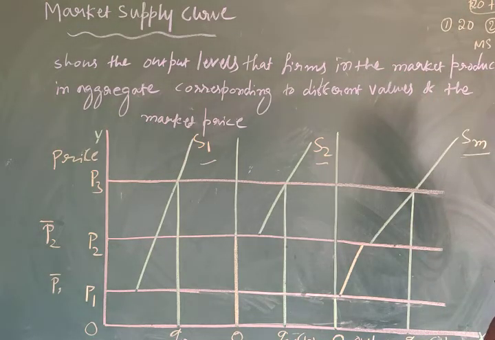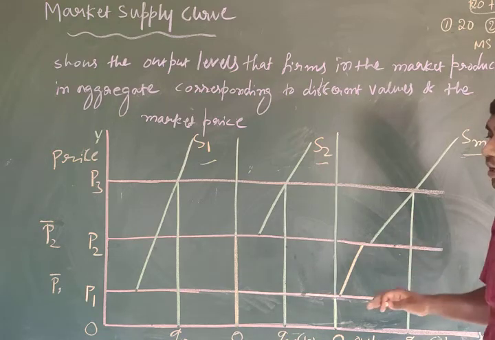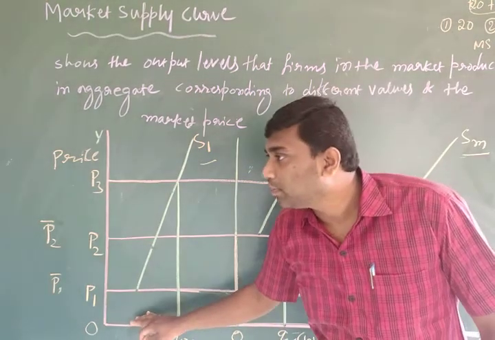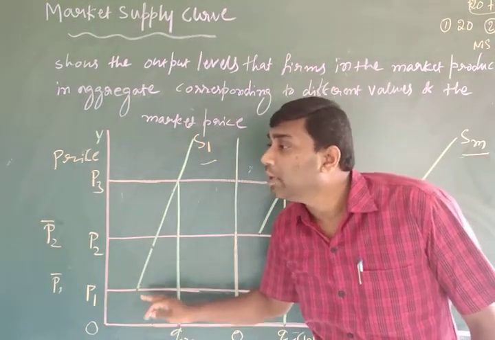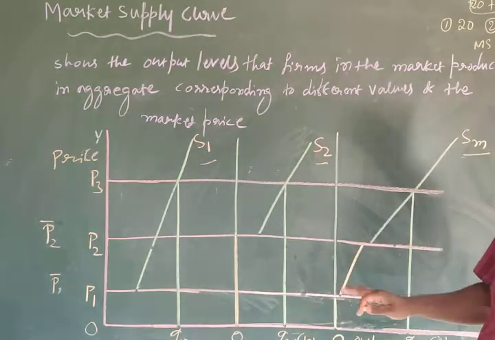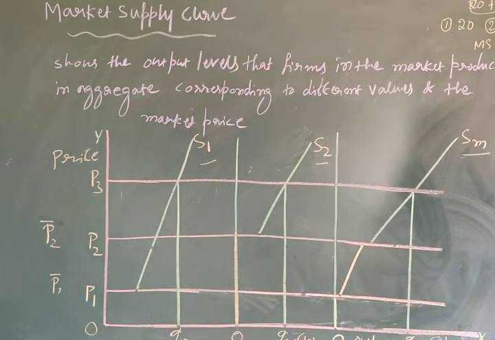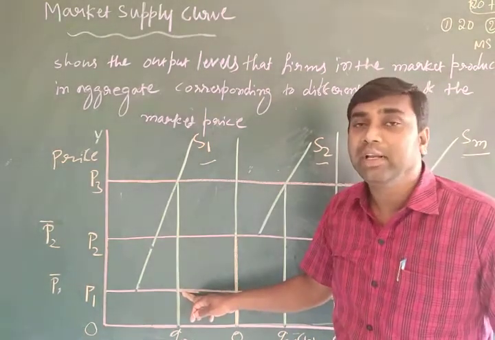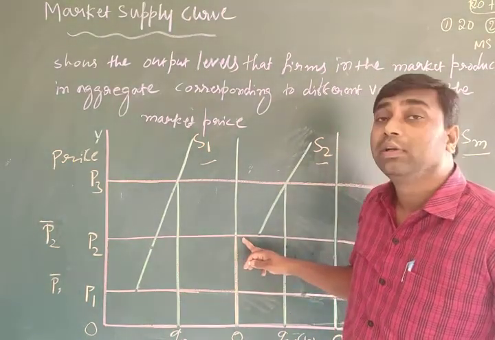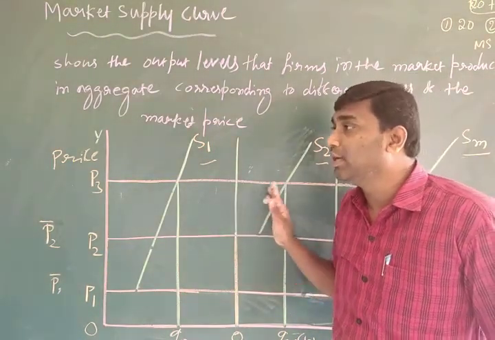That is called the market supply curve. You have to understand here, for a market price greater than or equal to P1 and less than P2, only firm 1 will produce a positive amount of output. If the price is above P1, firm 1 will produce. If it is above P2, that time firm 2 will also produce goods and services.